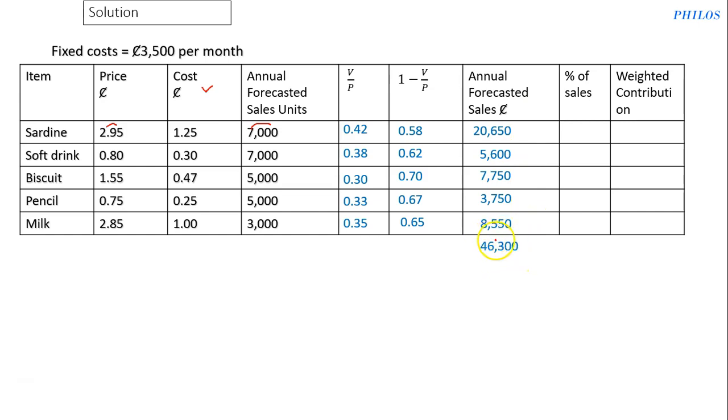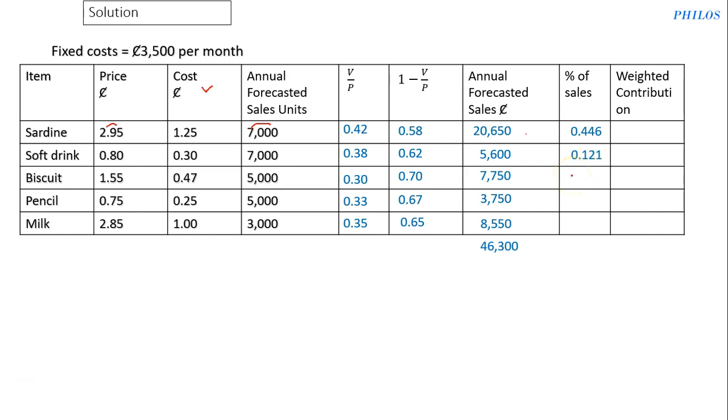46,300. After getting the total, which is the 46,300, then you go to the next column, which is the percentage of sales. Now to get a percentage of sales, you are going to be taking each annual forecasted sales in monetary terms divided by the grand total. So for the first one, you take 20,650 divided by 46,300, and that will give you 0.446 in 3 decimal places, okay. And then 5,600 divided by 46,300, that will give you 0.121.